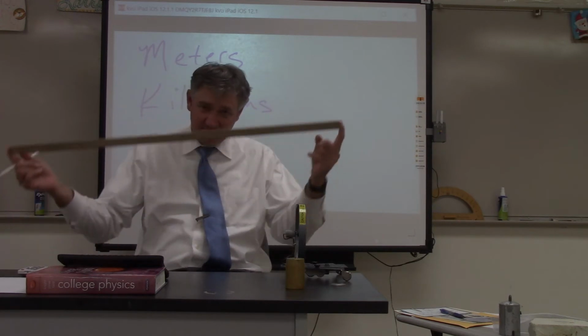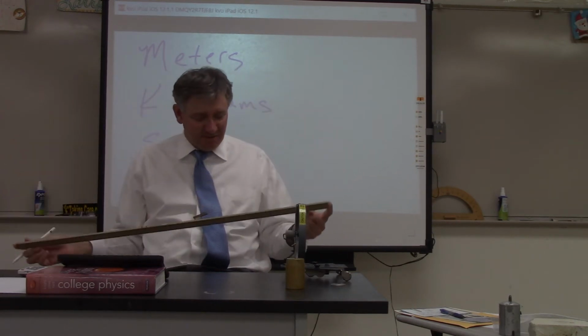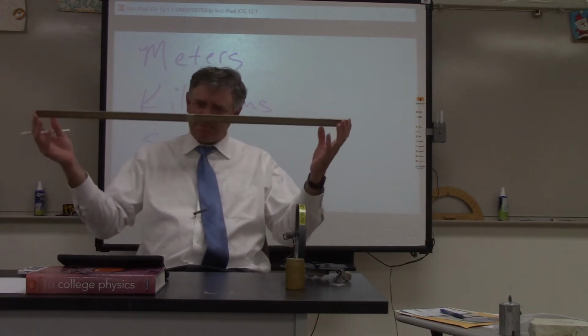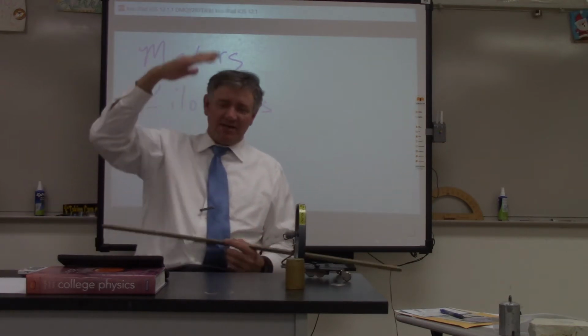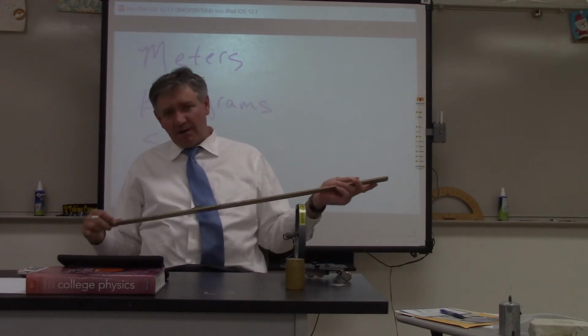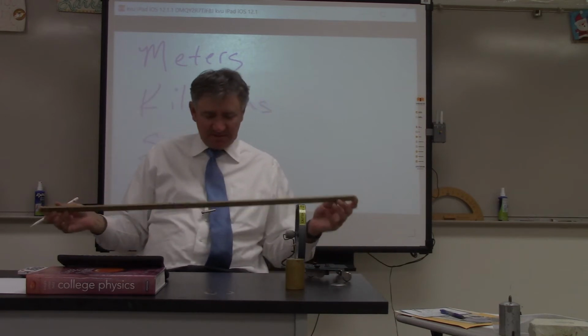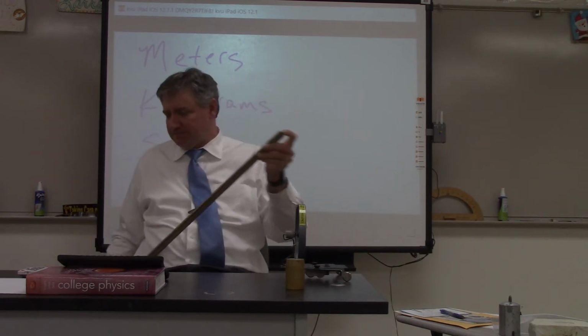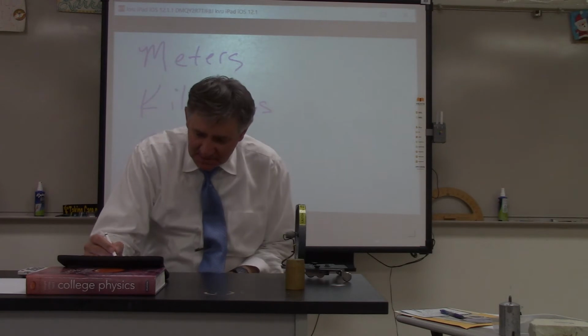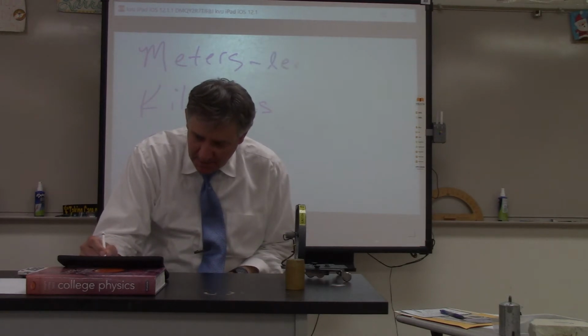It's about a yard long, one good stride if you have long legs. And so that's about a meter. That was defined as a division on the prime meridian back when they started the metric system. So here you have your basic meter, and meters is going to measure length.